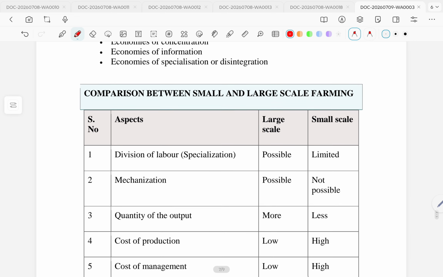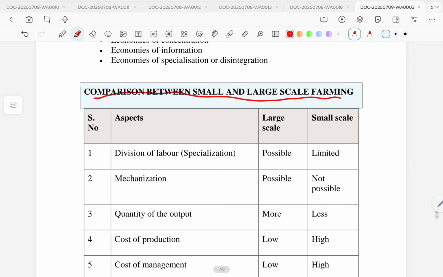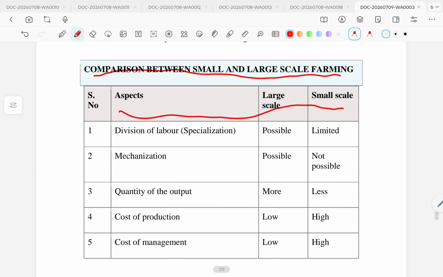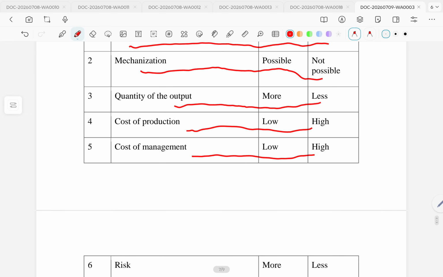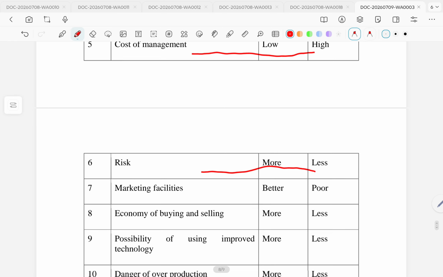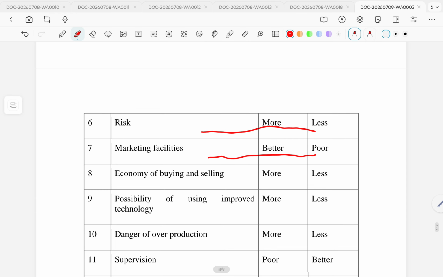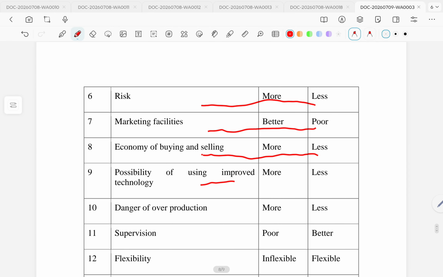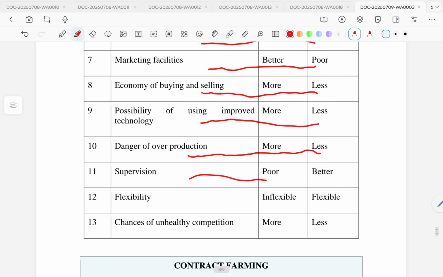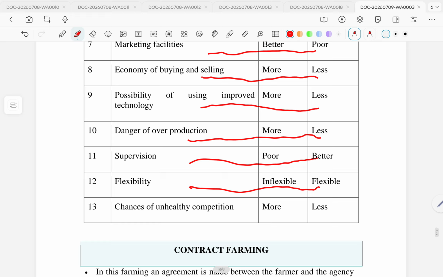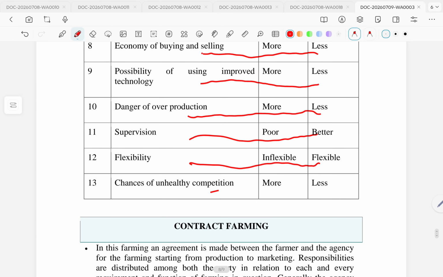Comparison between small and large scale farming. Division of labor: specialization possible in large scale, limited in small. Mechanization: possible in large scale, not possible in small. Quantity of output: more in large scale, less in small. Cost of production: low in large scale, high in small. Cost of management: low in large, high in small. Risk: more in large, less in small. Marketing facility: better in large, poor in small. Economy by buying and selling: more in large, less in small. Possibility of using improved technology: more in large, less in small. Danger of overproduction: more in large, less in small. Supervision: poor in large, better in small. Flexibility: inflexible in large, flexible in small. Chance of unhealthy competition: more in large, less in small.